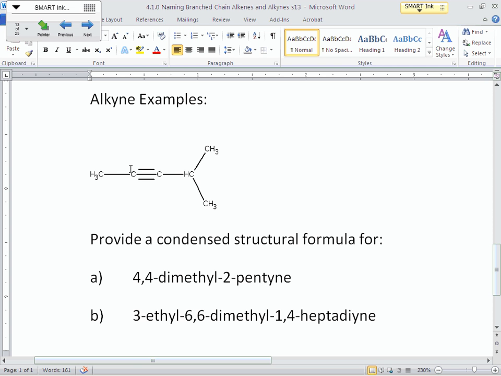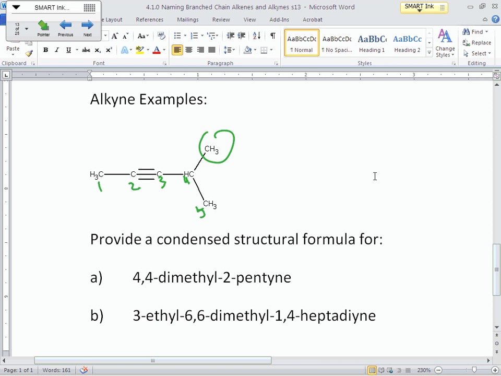Looking for the chain 1, 2, 3, 4, 5, or 1, 2, 3, 4, 5. Doesn't make any difference, right? So it's looking like it's a pent, and it's a pentyne. You might think, hey, let's count from this end because it's going to give me the first branch. But remember, the triple bond or the double bond gets the lowest number. That means I have to start from this end. 1, 2, 3, 4 for my branch over there on the 4. So there's 5 in total.